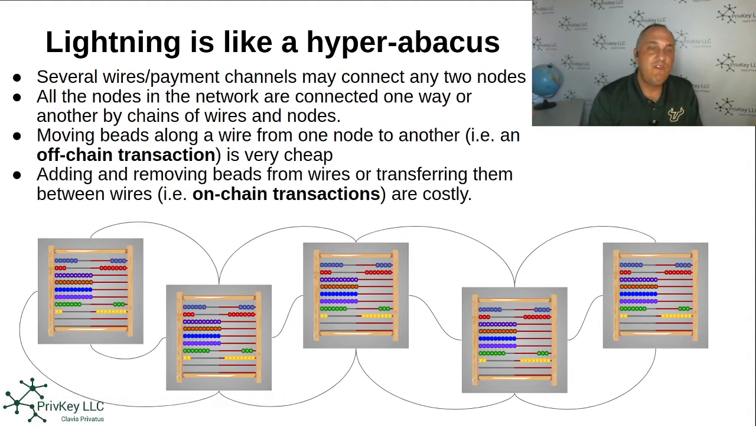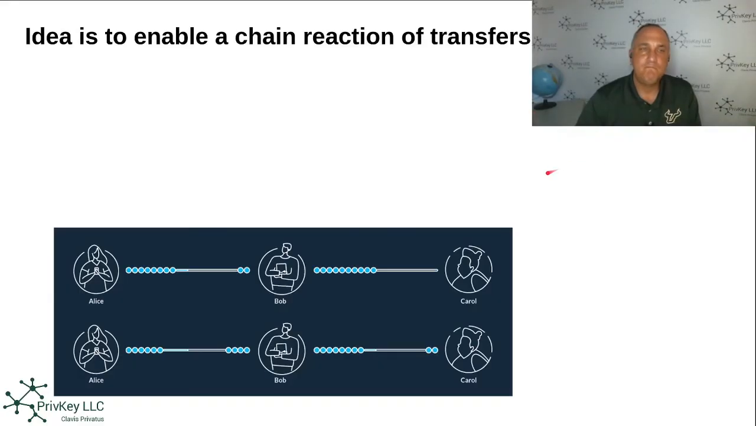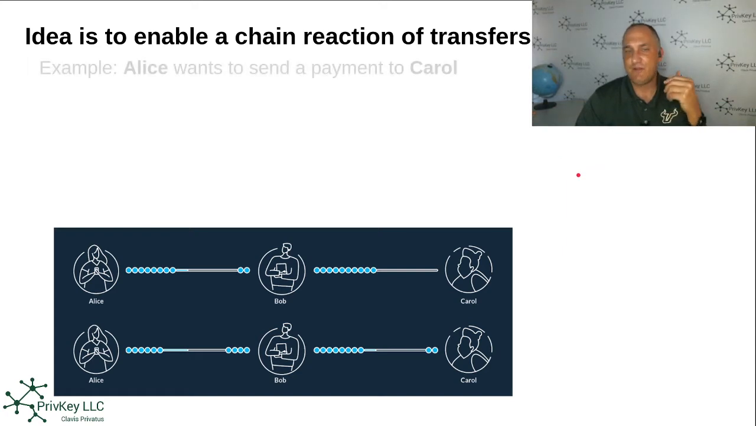So adding or removing beads from the wire or transferring them between wires. In other words, if you take some of these beads out completely, you have to break that wire to take the bead and put it over here, break that wire or create a brand new wire. That's an expensive transaction, right? That's what they call an on-chain transaction. So following the same analogy, the idea is the chain reaction of transfers.